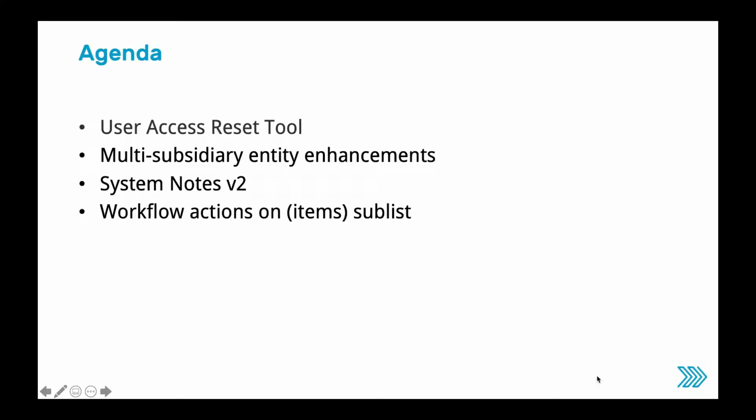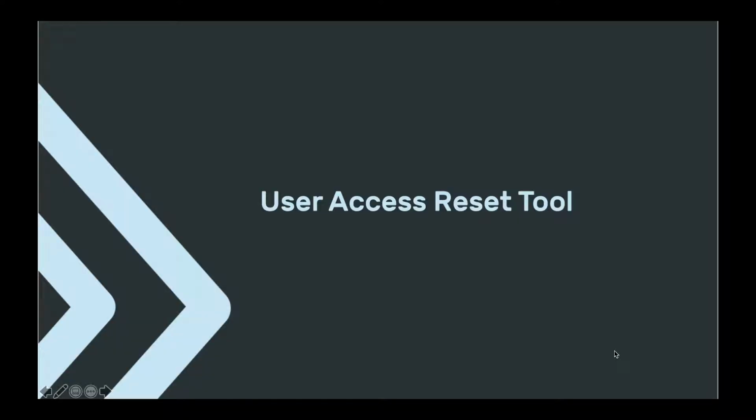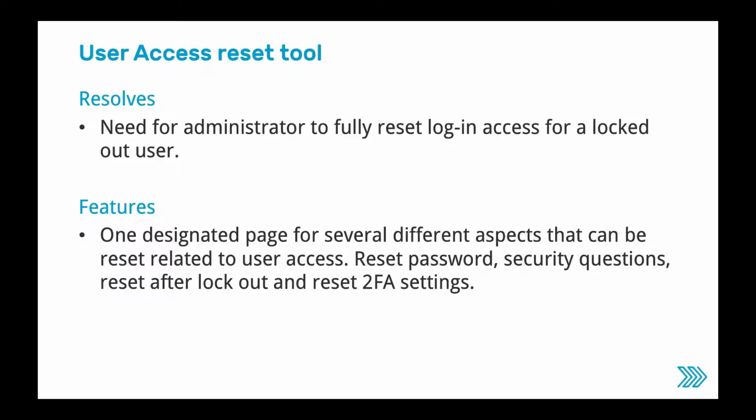The agenda for today: we'll be looking at a user access reset tool, multi-subsidiary entity enhancements, system notes version 2, and workflow actions on item sublist. The user access reset tool is a feature that resolves the need for an administrator to fully reset a login access for a locked out user.